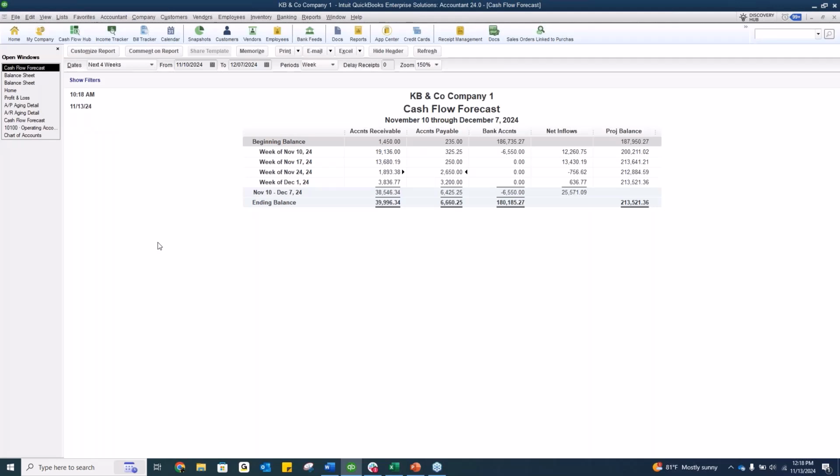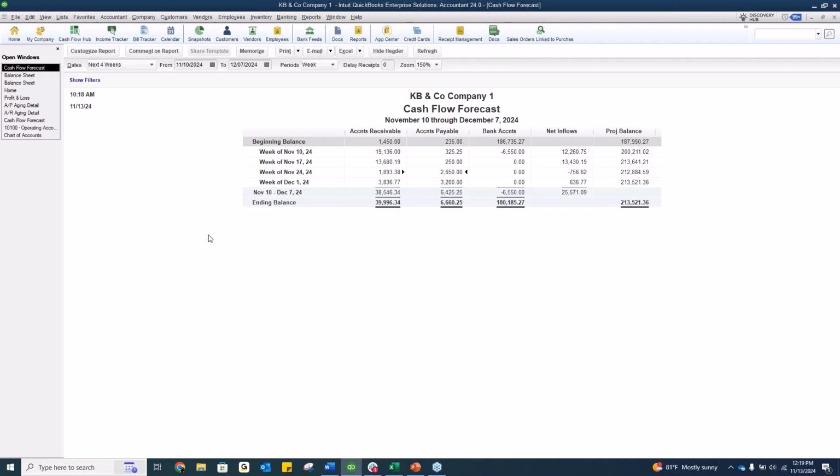This report does have some limitations, specifically in the third column here where it says bank accounts. Most of us aren't dating transactions in the register in the future, so this aspect of the report leaves a little bit to be desired. However, I think it can be helpful to look at the net inflows, even of just my accounts receivable and accounts payable, to begin looking at what that projected balance is going to be.